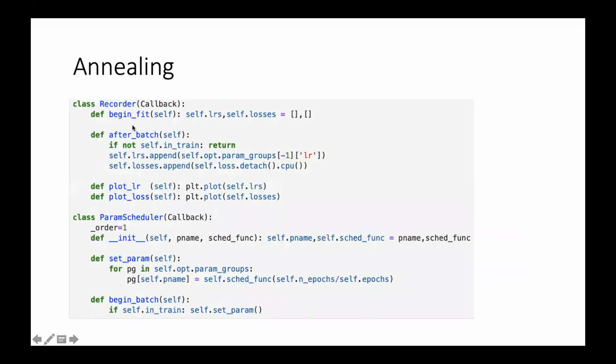If you see here, this is what it does. It initializes itself. It keeps track of the last used learning rate in the batch. It appends the loss of the batch. And then since it keeps track of this, you can plot it at any point of time, right? That's what a recorder is.